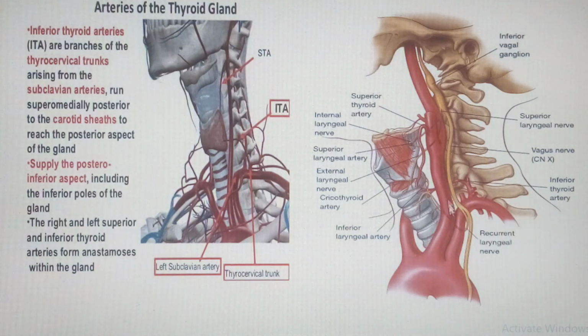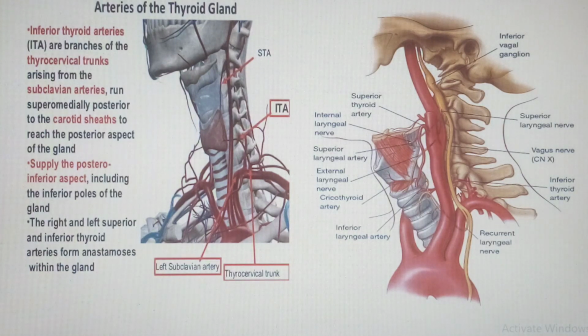It courses medially, actually behind what we call the carotid sheath. Now remember that the carotid sheath has the common carotid artery as content. Apart from that, the internal carotid artery, and even the vagus nerve will be content of the carotid sheath. But this artery will course behind the carotid sheath, and these structures will be running anterior to the inferior thyroid artery.